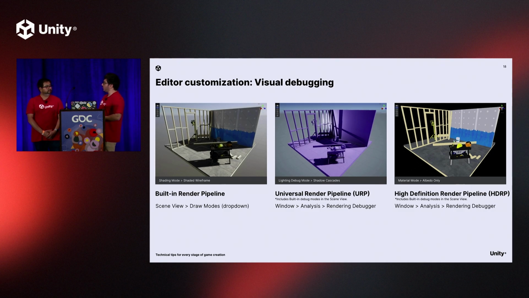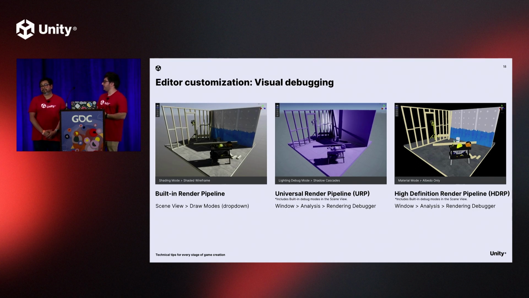In the middle example, in URP, I'm showing the shadow cascades view, which allows me to take a look at my shadows in isolation, see the quality of the shadows, see how my different levels of shadow cascades behave. And I can see this without being distracted by other lighting information or by color even from the diffuse textures or albedo textures.